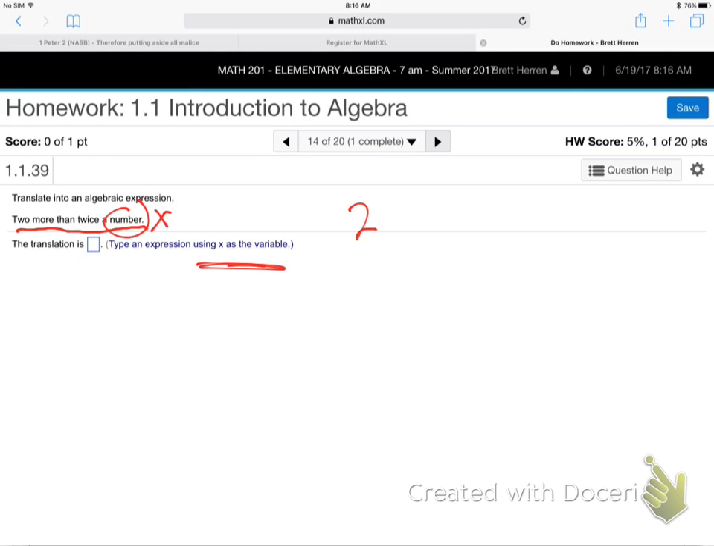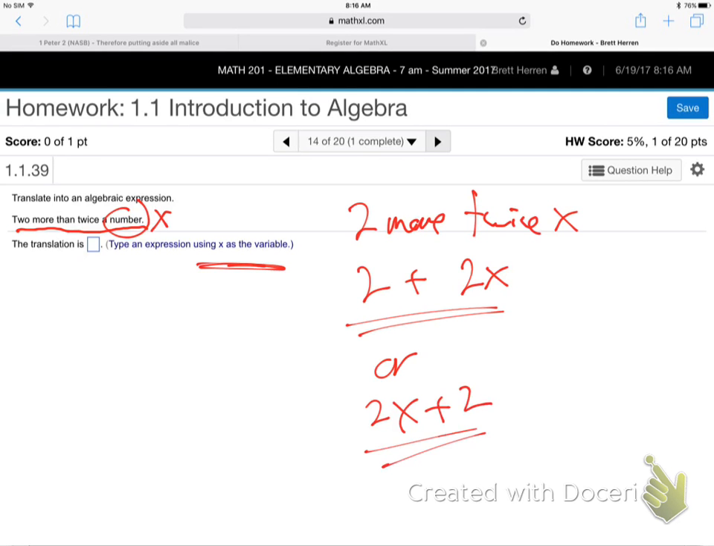2 more. What does more mean? 2 plus, and twice x, 2x, like that. Or you could put the 2 in the back, because the order of adding again doesn't matter, right? 2x plus 2 or 2 plus 2x, either way is good. Twice x is 2 right next to x, because when there's nothing between two things, it means multiply. And twice means times 2. So that's correct. Good. You remember all that from your algebra experience in the past?